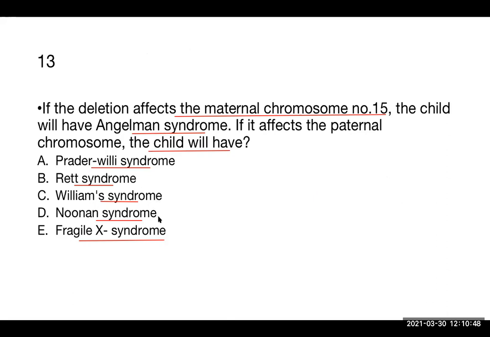Noonan syndrome is the counterpart of Turner syndrome in boys. Just remember this one sentence. Counterpart of Turner syndrome in boys. Though the karyotyping is not the same, Turner syndrome is 45,X0, but Noonan syndrome may occur because of mutation in certain genes. And Fragile X syndrome occurs in boys. They have a larger testis size, they have larger ear size, and then they are mentally retarded. So the answer here is Prader-Willi syndrome. A little bit more explanation I'm giving here. Let's move on.